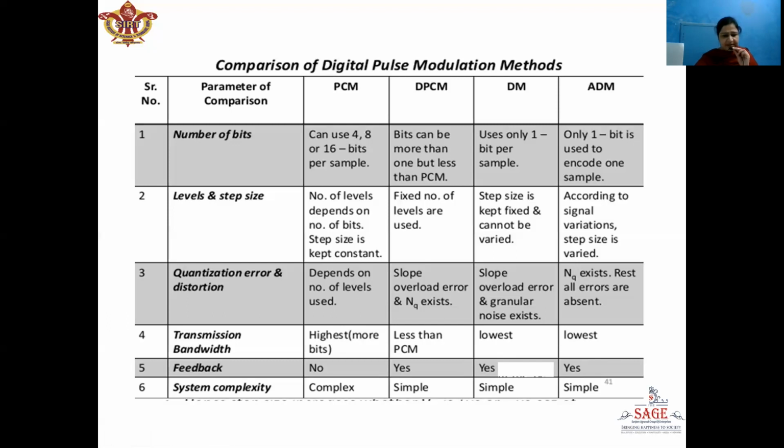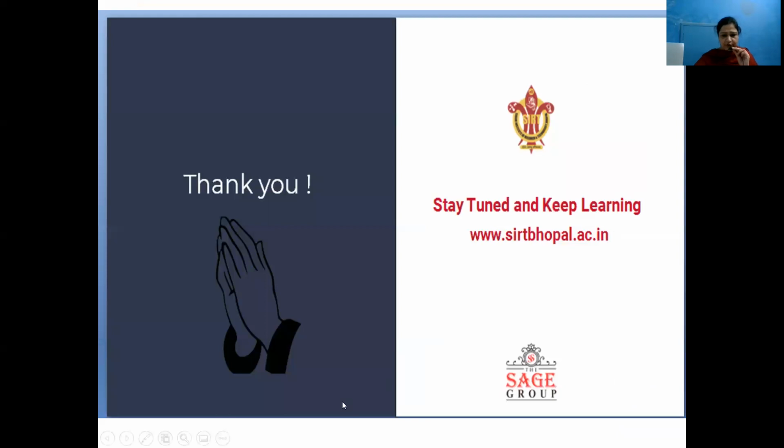Then the system complexity. In PCM, we have a complex system, whereas in DPCM, delta modulation, and ADM, we have a simple modulation system. Now, this is all for today's lecture.